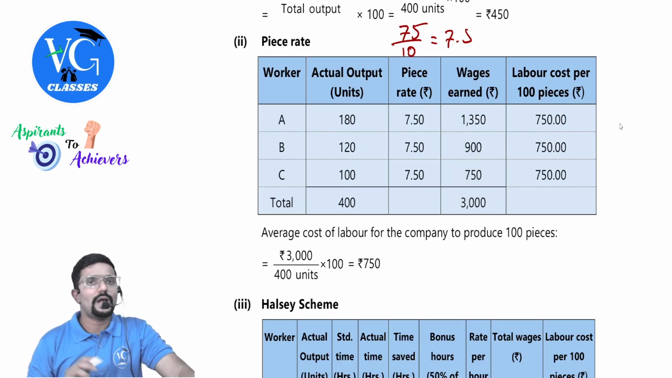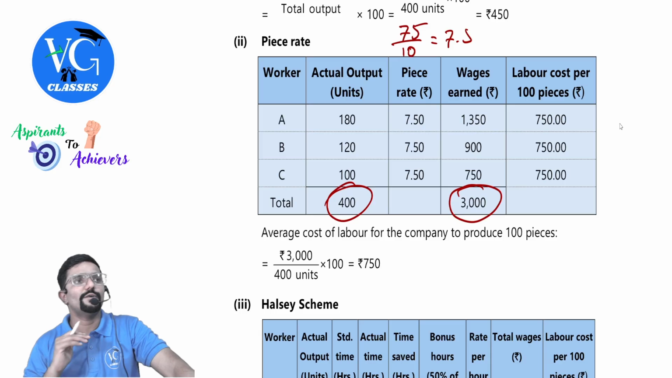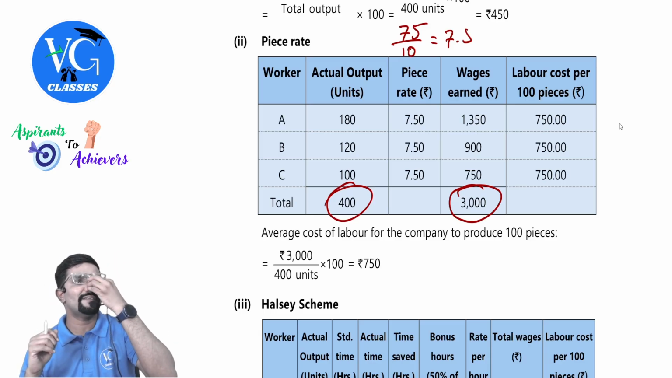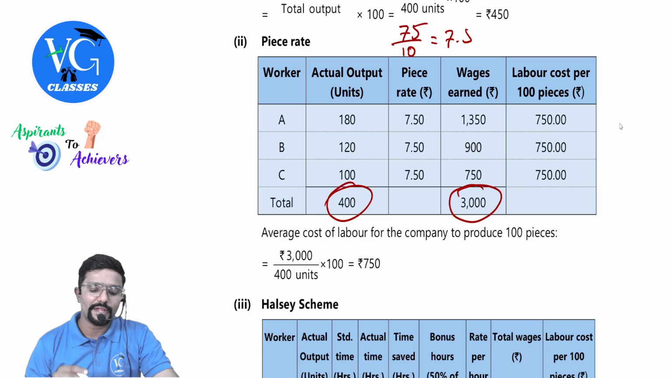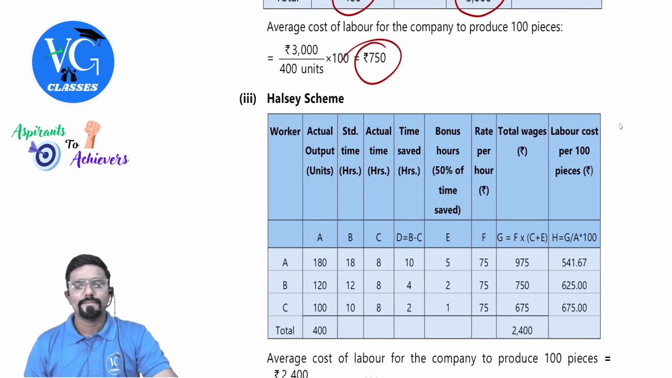Now, average cost as a whole, guys. What is the total payment made to the workers? 3000. For how many units? 400. So if you divide each other, what do you get? Average cost per unit. So 3000 divided by 400 into 100. It is 750 on an average.